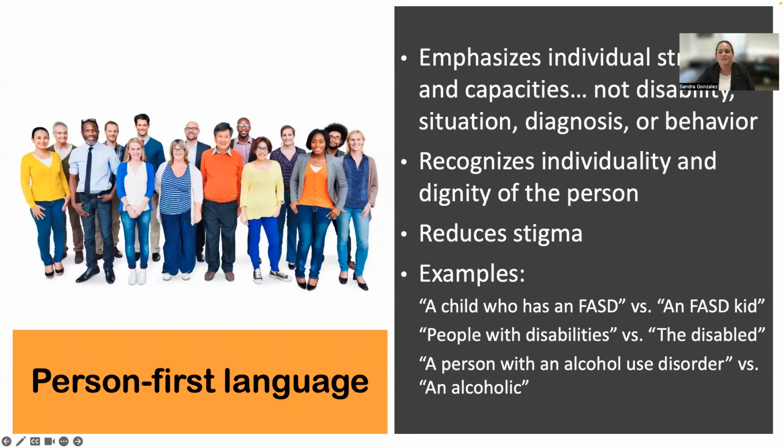Let's start with person-first language. Person-first language puts the emphasis on the person rather than on the person's status or disability. It puts the person first by using phrases such as a person who, a person with, or a person who has. Using this kind of language recognizes individuality and reduces stigma by avoiding equating people with their status or disability. In this slide, you can see some good examples of ways to use person-first language, such as saying a child who has an FASD versus an FASD kid, people with disabilities versus the disabled, and a person with an alcohol use disorder versus an alcoholic.